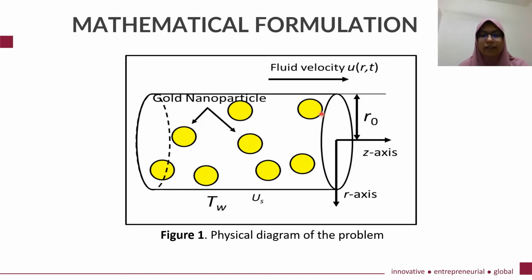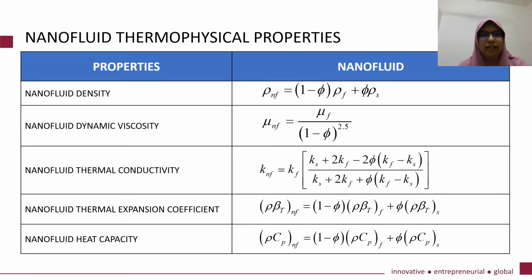When t is greater than 0, the fluid starts to flow with the occurrence of slit velocity at the boundary of the cylinder. The temperature of the cylinder was raised from ambient to the wall temperature and remained constant. From this diagram, we can come out with the governing equations of momentum and energy. Next, this is the nanofluid thermophysical properties based on theory and test model.